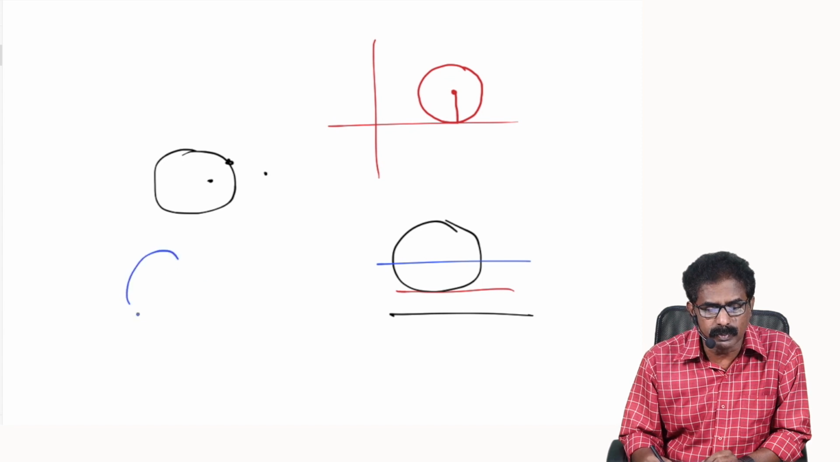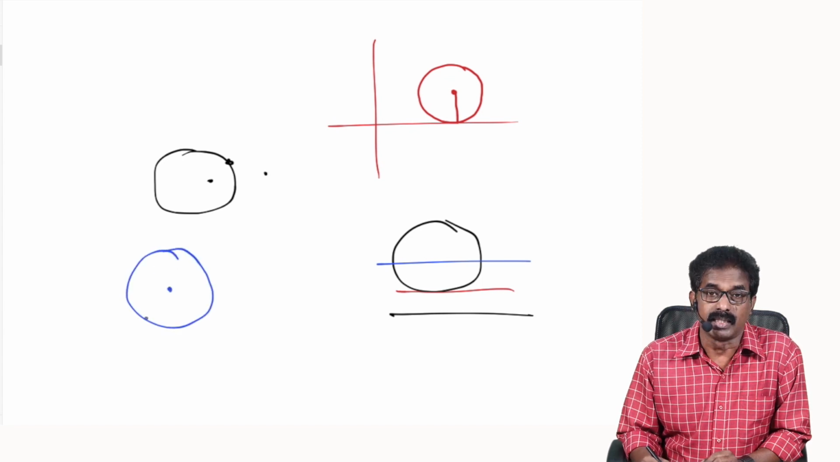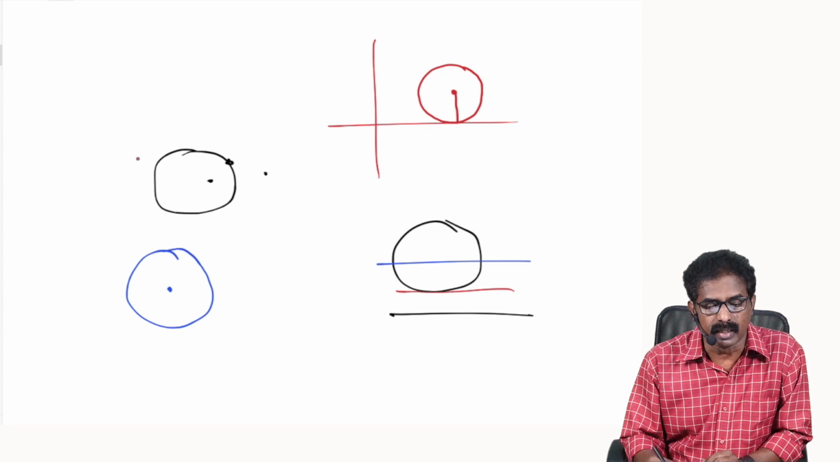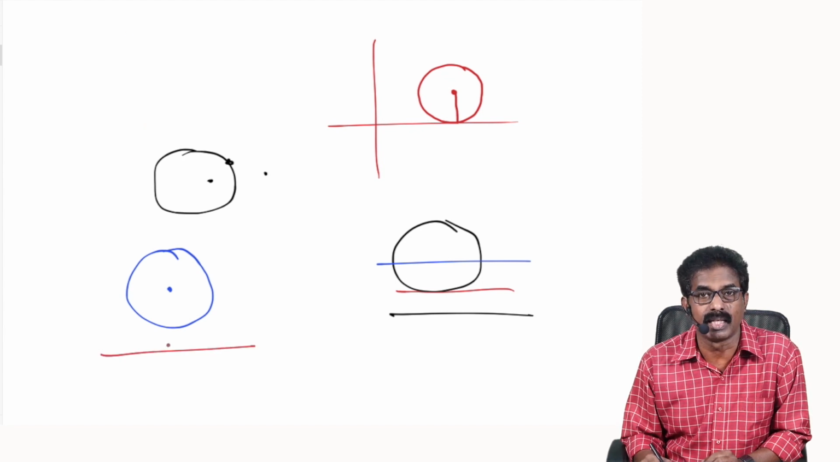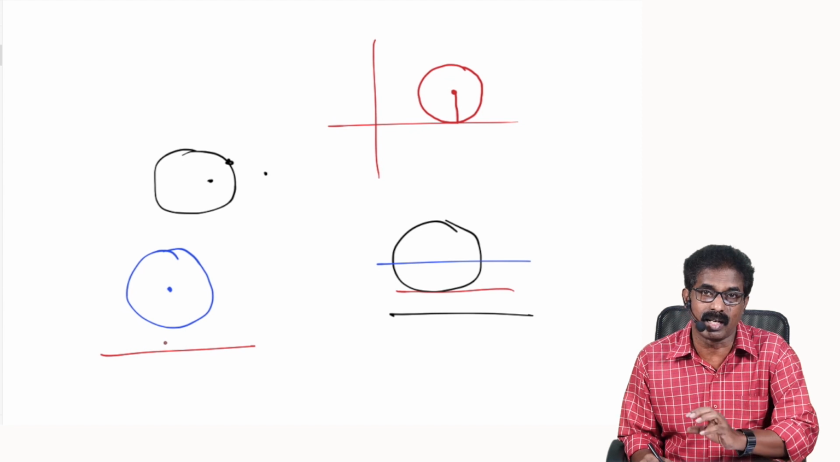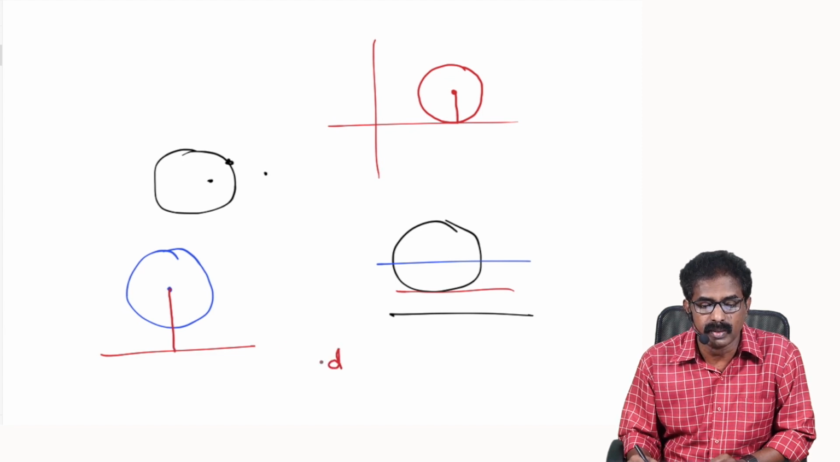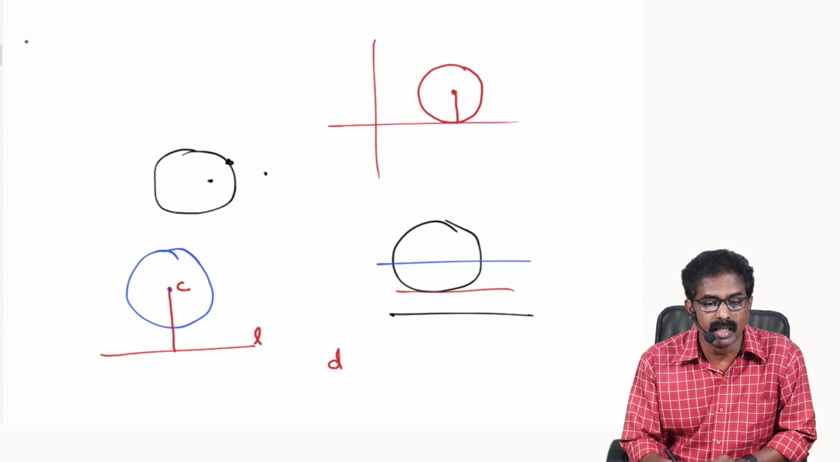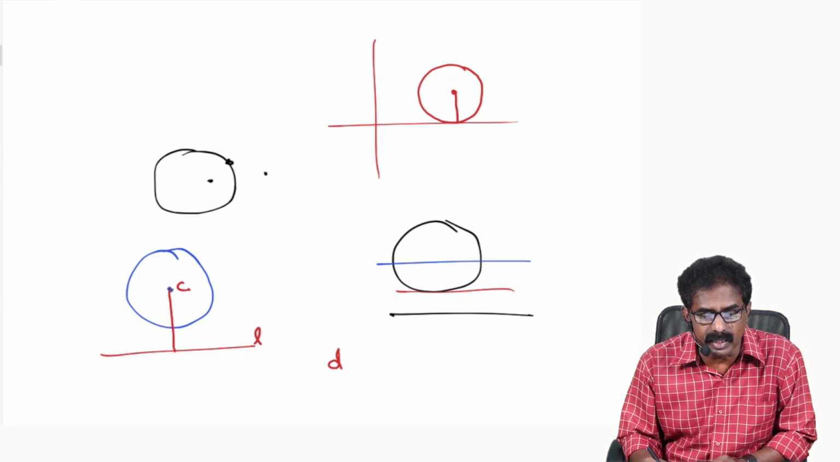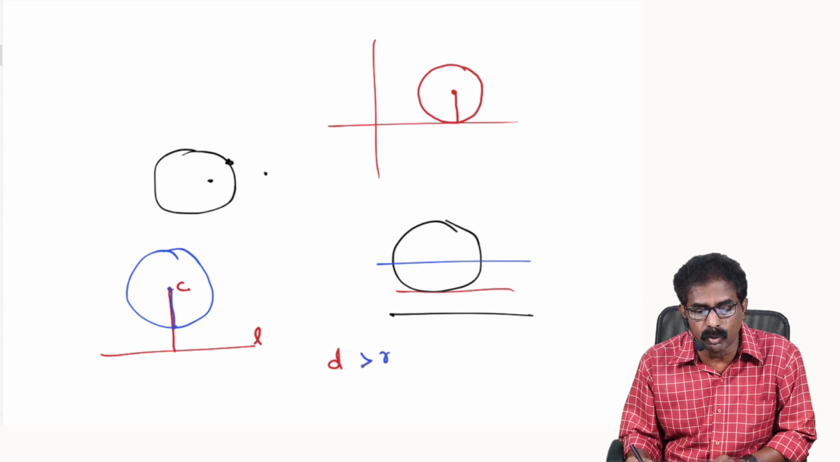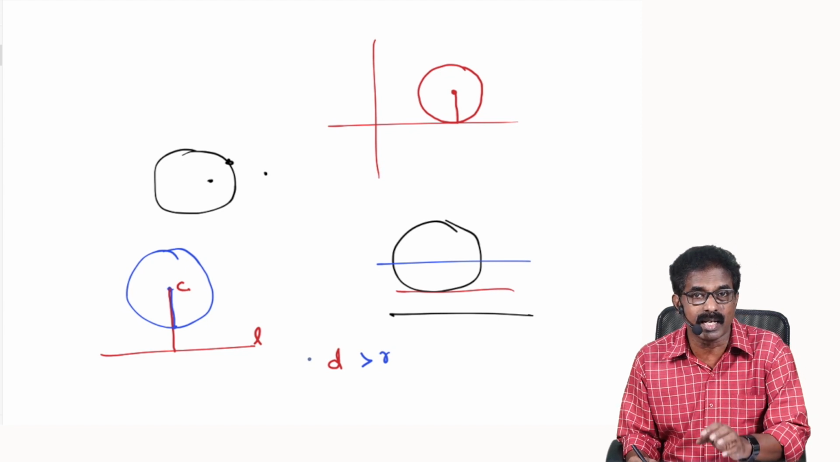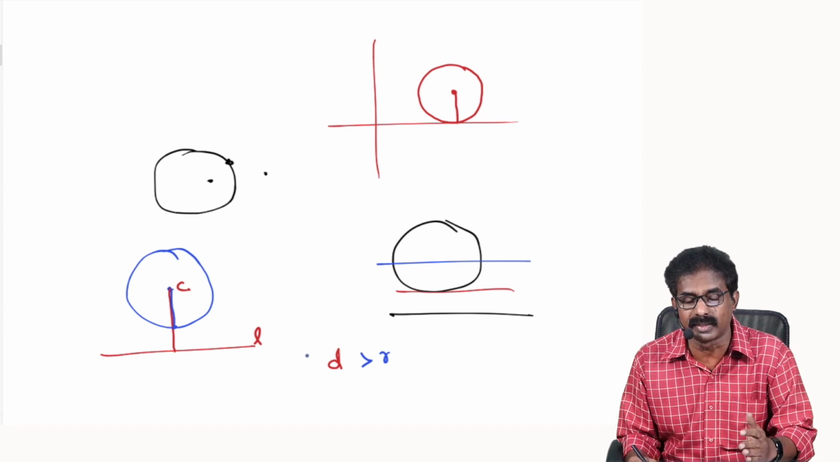So here what do you do? See, this is the center. Suppose a line is outside, that is, the line is not touching or intersecting the circle. This is the distance from the center to the line, that is d. And this is the radius, right? So the distance is more than what? Radius. So in that case, the line lies outside.